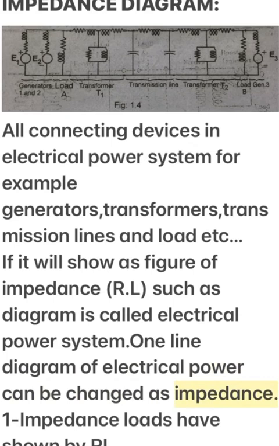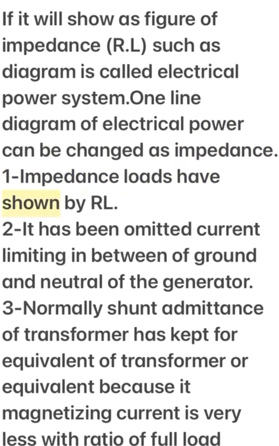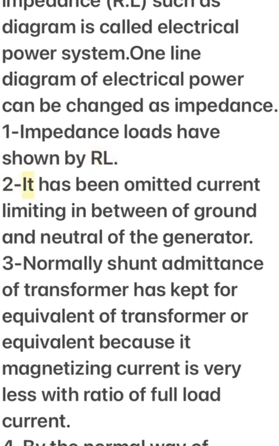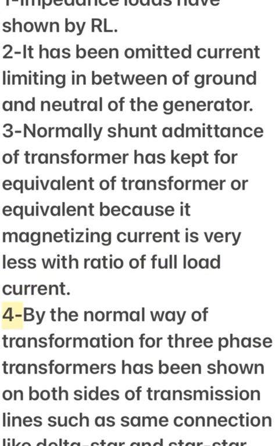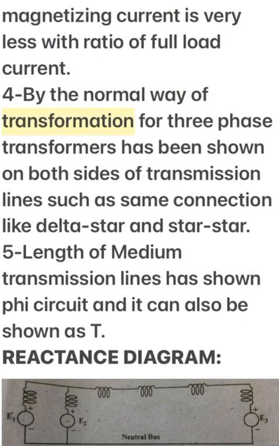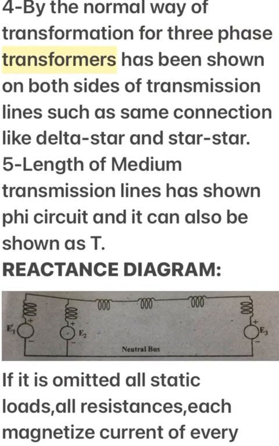1. Impedance loads are shown by R and L. 2. The current limiting impedance between ground and neutral of the generator is omitted. 3. Normally the shunt admittance of the transformer is omitted, because its magnetizing current is very small compared with the full load current. 4. The usual way of transformation for three-phase transformers is shown on both sides of transmission lines, with the same connection such as delta-star and star-star.